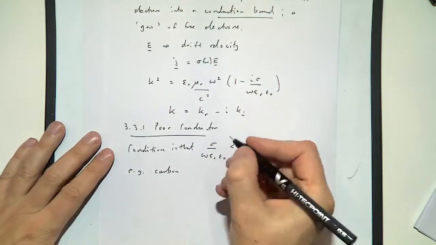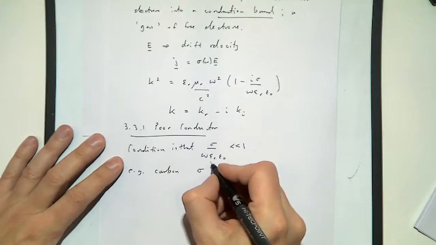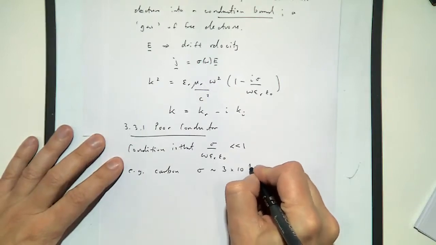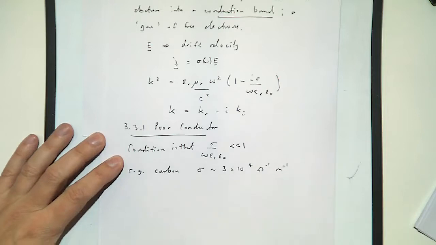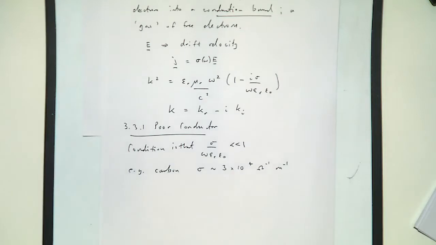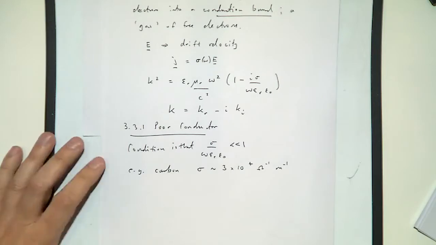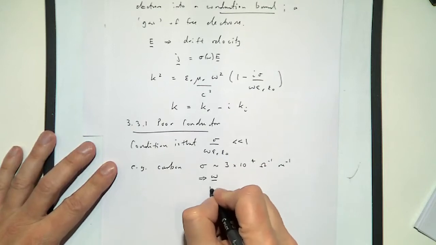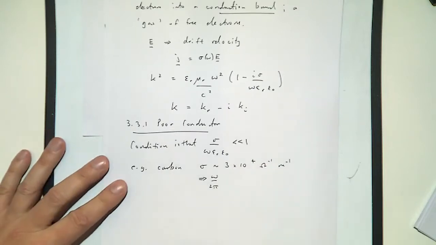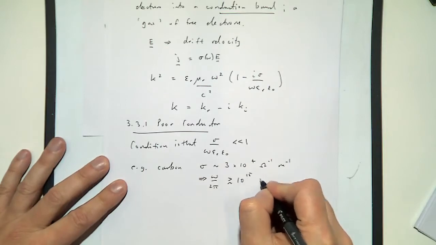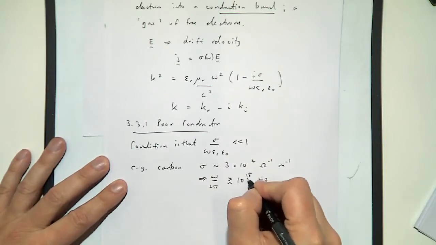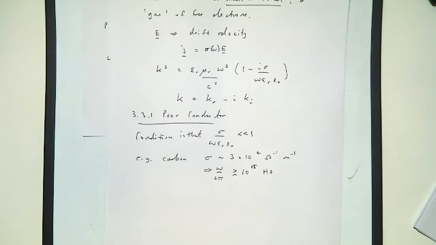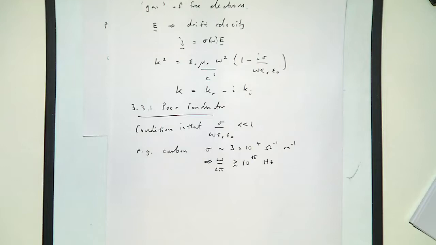Okay. So in carbon, the conductivity is something like 3 times 10 to the 4 per ohm per meter, for the typical frequencies we're thinking about, which are going to be sort of optical ones, and that means this condition about it being a poor conductor applies when omega over 2 pi, that's the frequency, is greater than something like 10 to the 15 hertz. Okay? So first calculation I want you to go away and do is calculate what that wavelength is. Just make sure you can do that reliably. It's going to be optical-ish, isn't it?